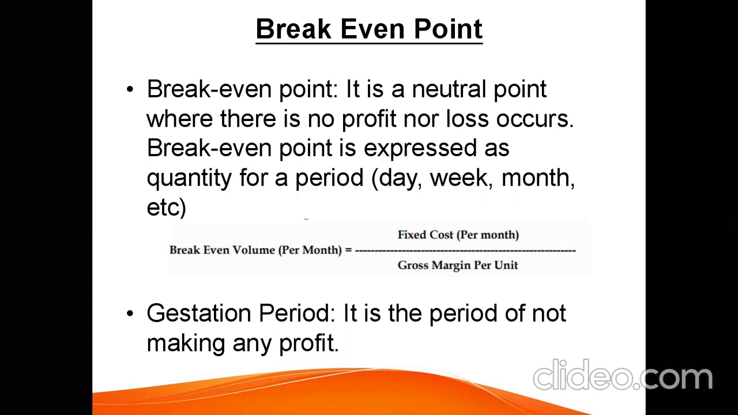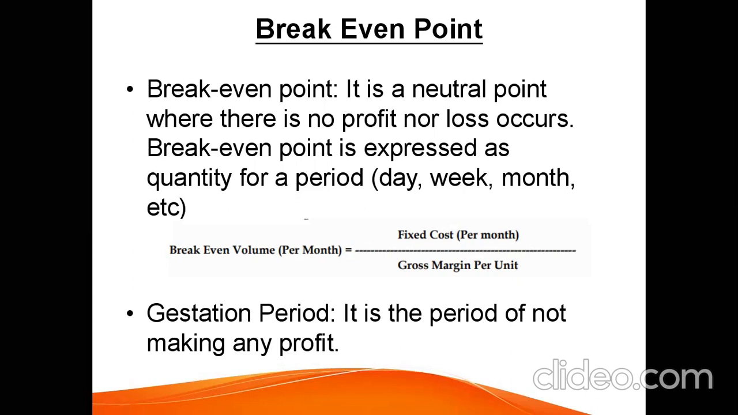The formula for calculating break even volume, that means how much a businessman needs to produce to bring out a break even point, is fixed cost over gross margin. In the given formula, it is break even volume per month, so fixed cost per month is taken into consideration.